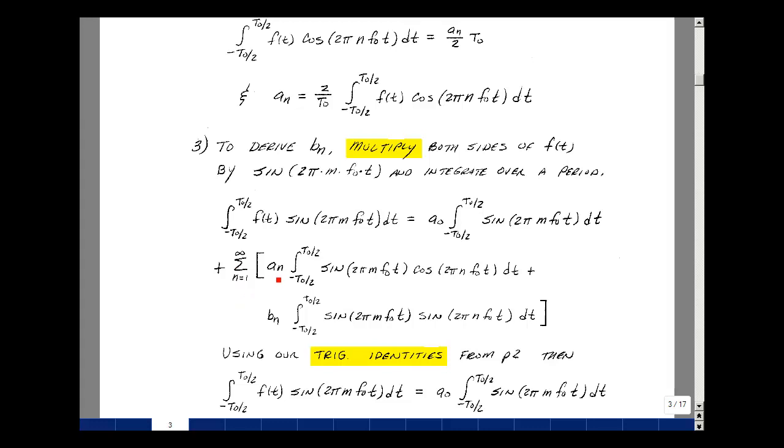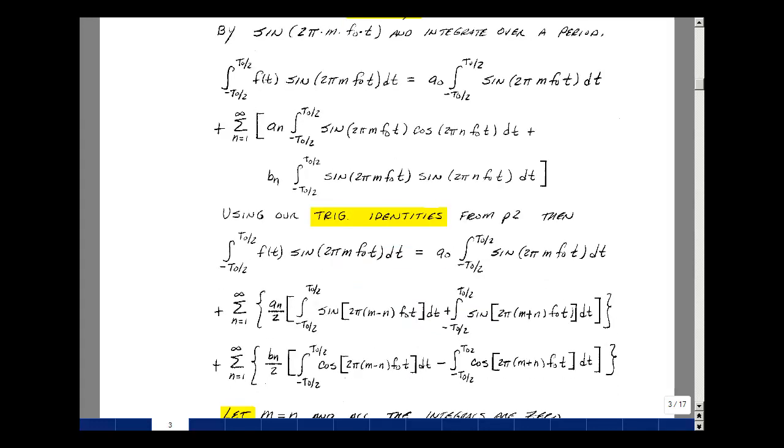The a sub n term will pull out as a constant, and I've got the sine now multiplied by the cosine on that right-hand side of the equation, and I've got the sine of 2 pi m, and here I've got the cosine of 2 pi n. The second term, pull out the b sub n, and I've got the sine of 2 pi m, and then the sine of 2 pi n. So here I've got sine times cosine, and then sine times sine. So let's again use those trig identities on the previous page to simplify the results.